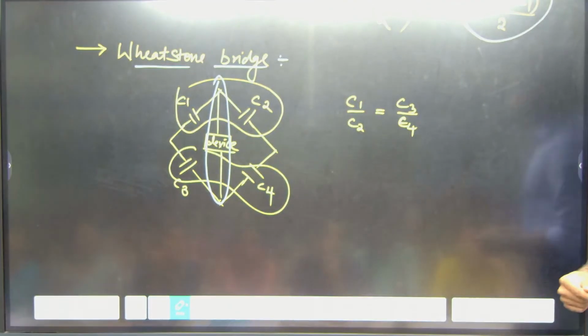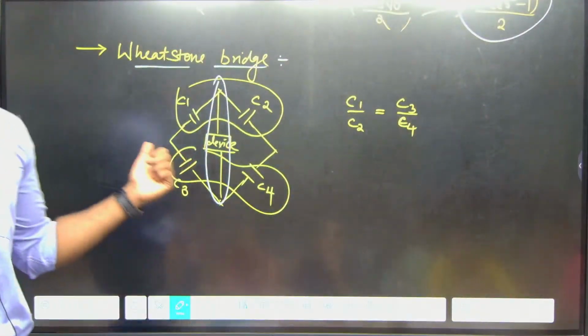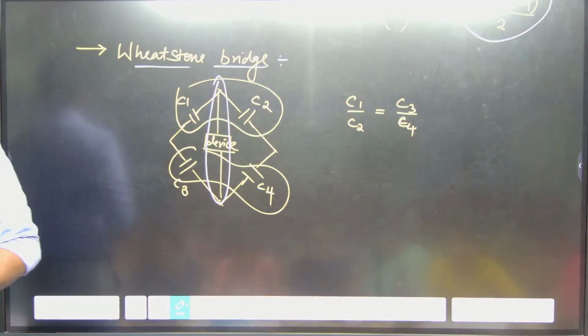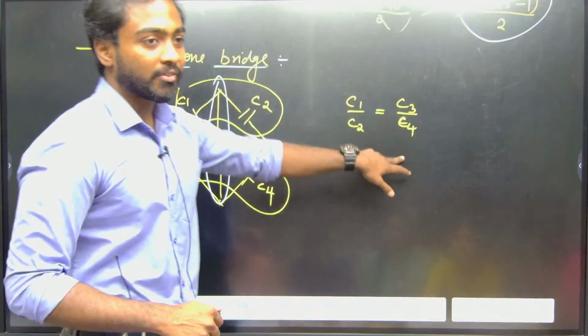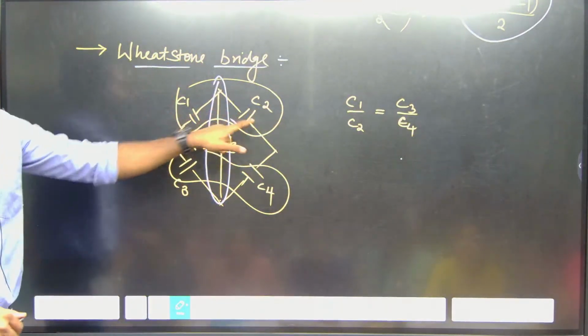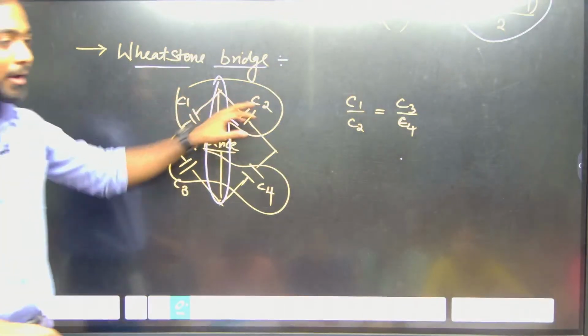So this is the Wheatstone Bridge concept, and we will do a problem based on this. You can take this diagram. I will give a problem now. So don't depend upon C1 by C2, C3 by C4. See the ratios of these two things and these two things. Okay, top and bottom.